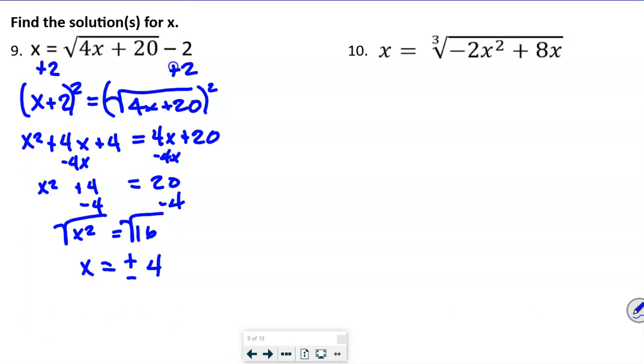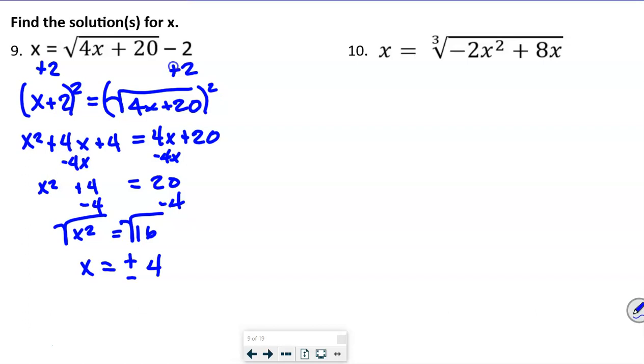16 plus 20 is 36, and the square root of 36 is 6. 6 minus 2 is 4. But what if I put a negative in there? What if I put the negative 4 in there? If I put the negative 4 in there, it's 4 times negative 4, which is negative 16, plus 20.